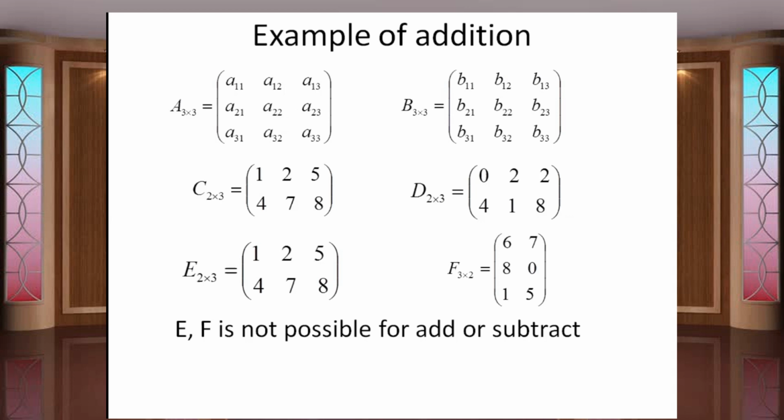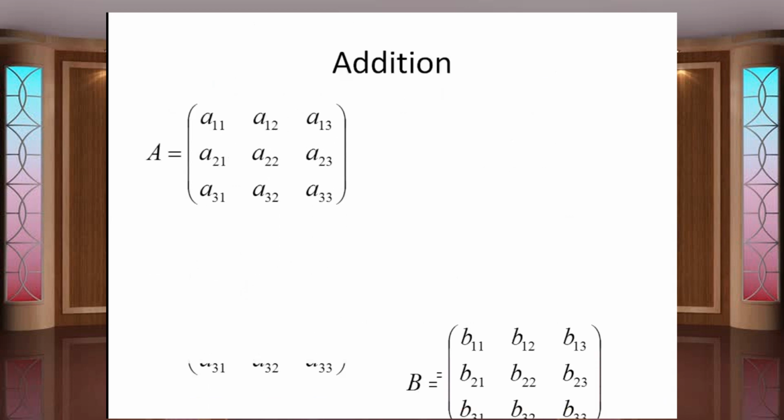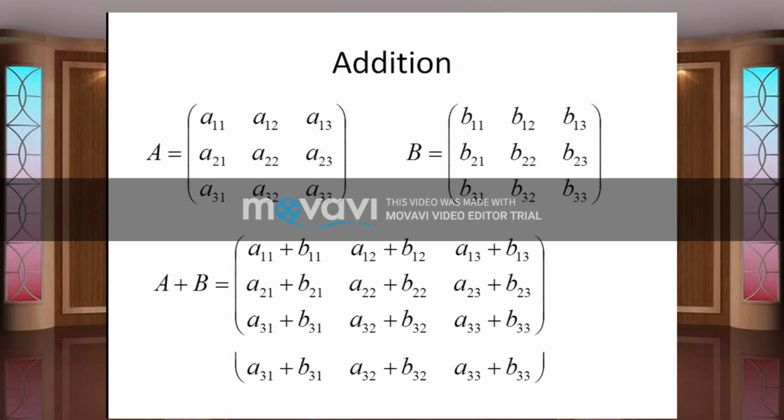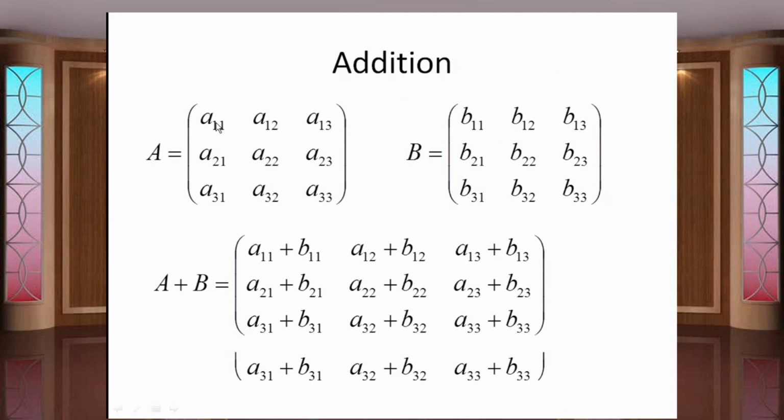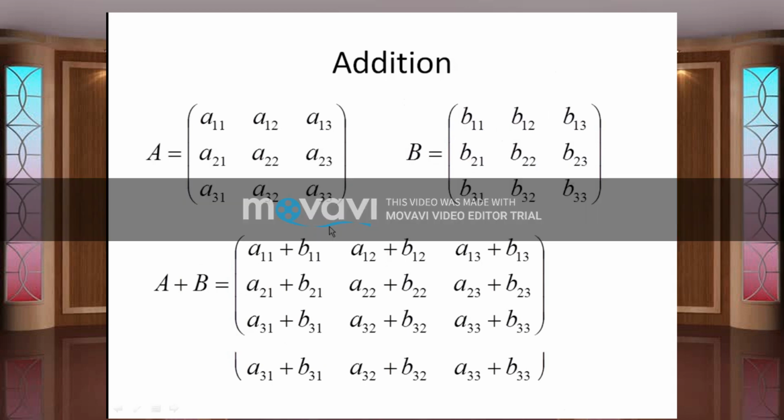Okay, so now I am showing you how to add. If A and B can be added, then as I told you, the same positions will be added. That means the A11 position and B11 position will be added, the A12 position and B12 position will be added, and similarly for the rest. When we learn the addition, I'll make you understand more clearly.